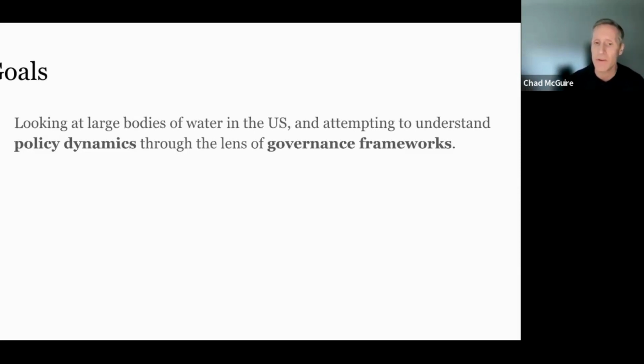Generally speaking, we're looking at large bodies of water in the United States. We're attempting to understand the policy dynamics: what's going on there, what are humans doing there, and how is that affecting that environment? We can look at the effects from a variety of perspectives: human to human, human to environment, environment to environment, and so on. But we look at that through the lens of governance frameworks. So we try to think about these dynamics through these existing human governance frameworks.